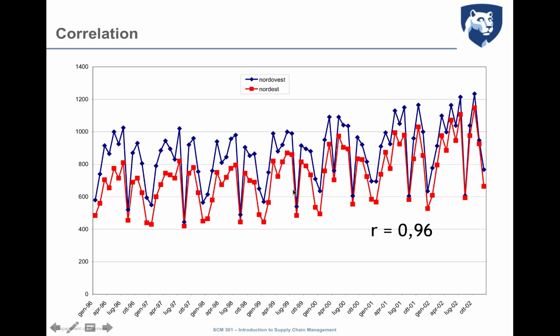This is an example. You see here two types of demand within the same period, from January 96 to October 2002, for the same company in two different regions, Northwest and Northeast. As you can see, the trend and also the value are very similar. If you calculate the correlation between the blue series and the red series, the coefficient would be very near to 1, meaning that the two types of demand are really correlated.